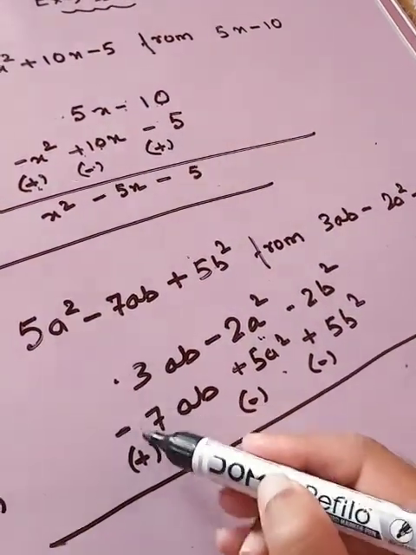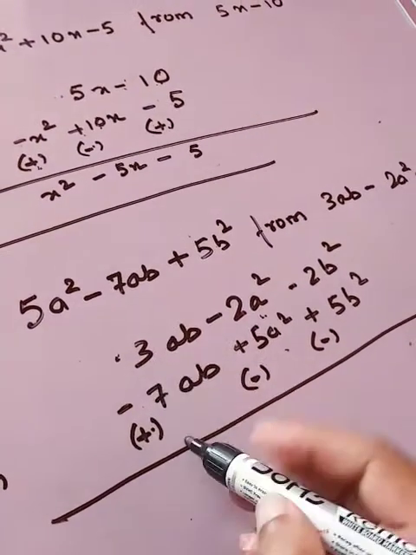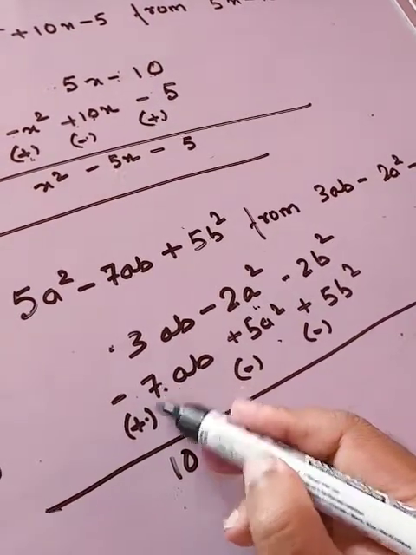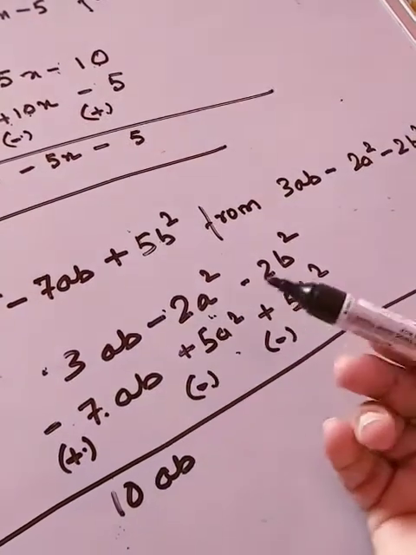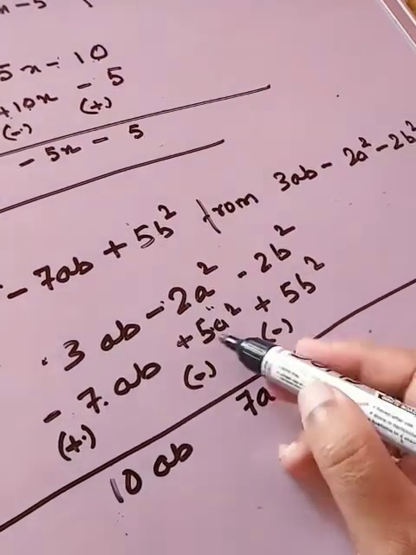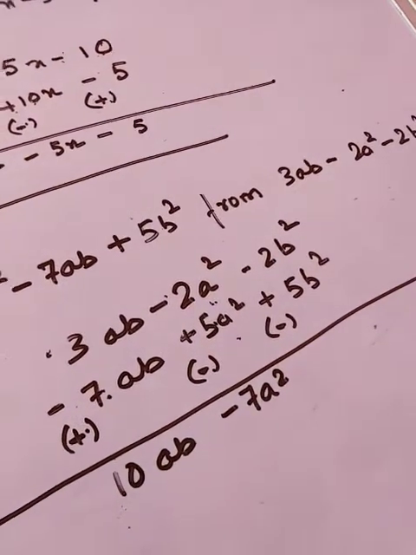Plus plus is plus, plus plus is plus. 7 plus 3 is 10ab. Which number is greater? 7. 7 is getting what sign? Plus. It's done. Minus minus is again plus. 5 plus 2 is 7, 7a square. Which number is greater? 5. 5 is carrying what sign? Minus. So we'll put the minus sign.